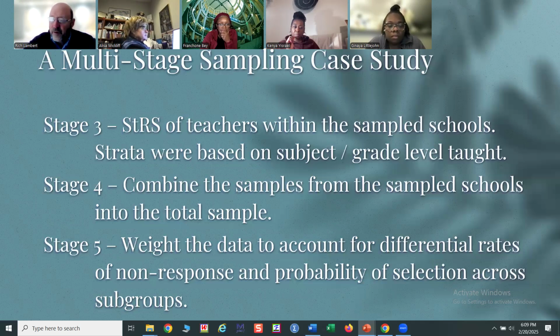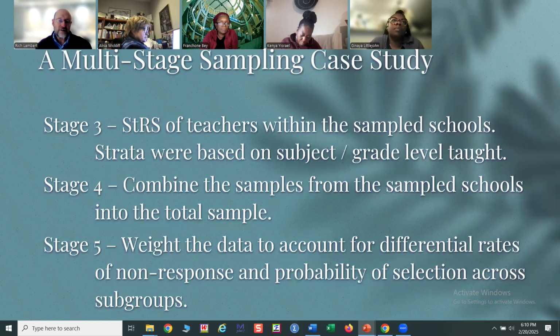And this is not unlike what you're seeing in Project 2, right? With those pictures, you're looking at methods that maybe give you every grade level represented and some methods that don't. And you can see, of course, there's an obvious reason why you would want every grade level represented. So stage 3 is they then make a stratified random sample of teachers within each school based on subject and grade level taught.